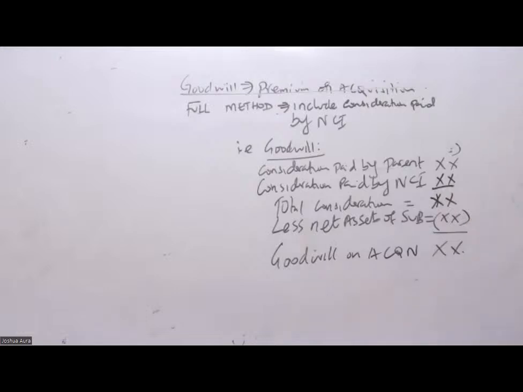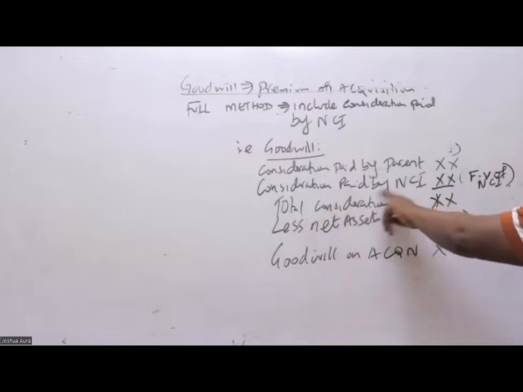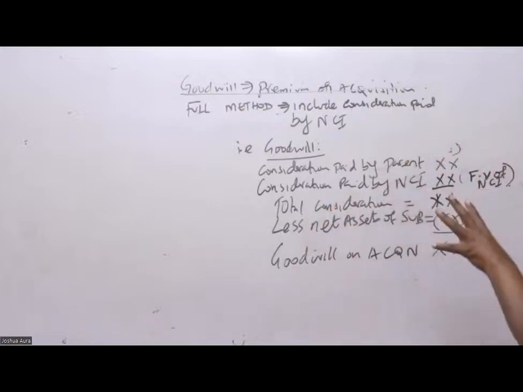So we start with consideration paid by the parent. We add the consideration paid by NCI. And remember that this consideration paid by NCI is what we call the fair value of NCI. So whenever you see a calculation having consideration paid by NCI, know straight away that these people want you to use the full method. So less net assets of the subsidiary. Very, very important.